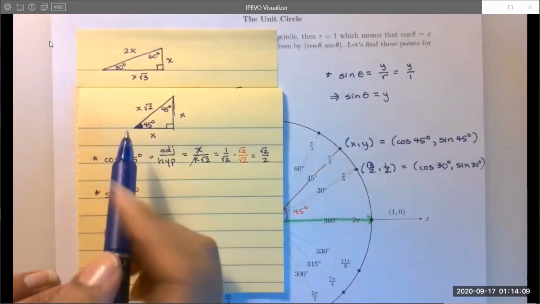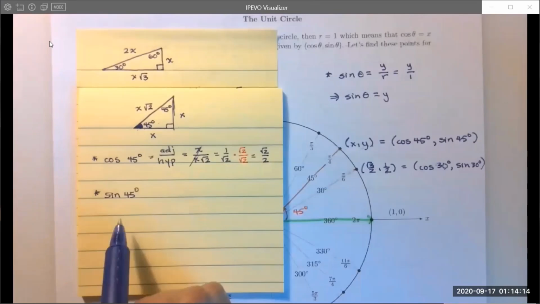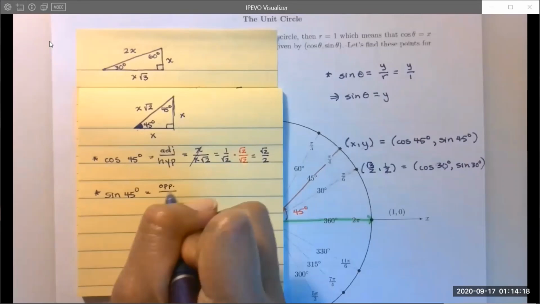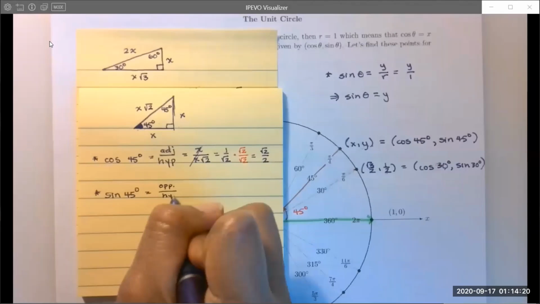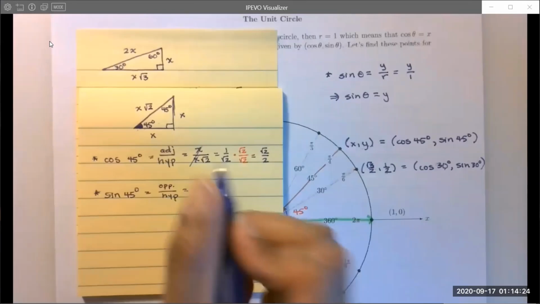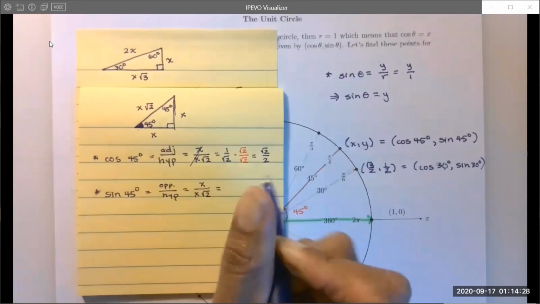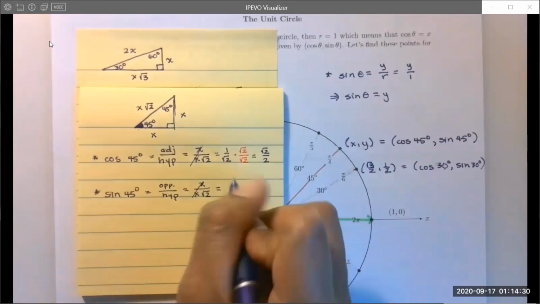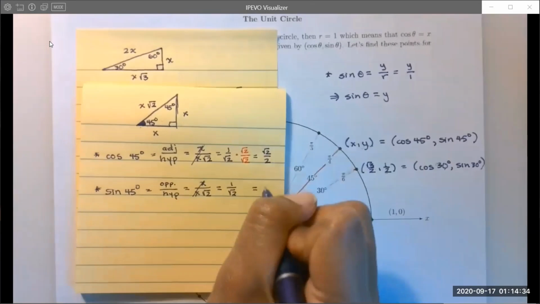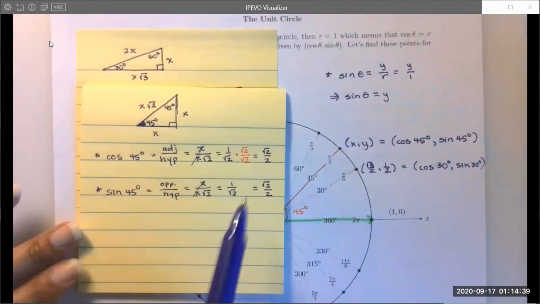Again, since we used this angle at the bottom for cosine, we'll also use it for sine. That is going to be opposite over hypotenuse. Opposite to 45, we have x. Hypotenuse will be x radical 2. So it's going to be the same thing, right? Same process. We're going to get 1 over radical 2. We're going to rationalize, and eventually we'll get a square root of 2 over 2. I just didn't write this down, but same thing.